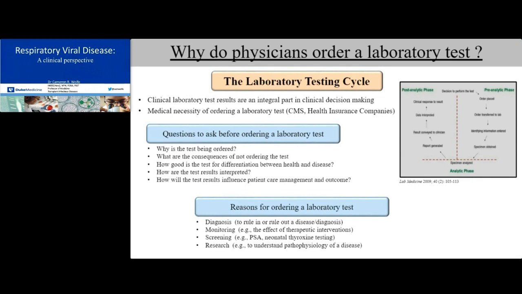Laboratorians are keenly aware of these phases and how the quality of laboratory tests and their results can be influenced by problems that might occur during any particular point of these three phases, but specifically at the time of specimen procurement, or during the specimen transport.